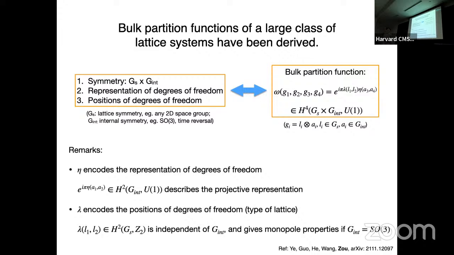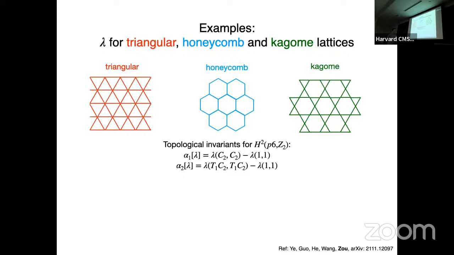Okay, if there's no more question, let me show you what this lambda is for triangular, conical, and kagome lattices. Again, just to simplify the discussion, I'm not including the reflection. The lattice symmetry I'm including is just this P6, which contains translations and the 6-fold rotation symmetry. Now, I mentioned this lambda is some element in this cohomology. In this paper, you can find the precise expression. One precise expression of the lambda may be this long, so it's a bit complicated, but a much easier way to describe it is to use alpha 1 and alpha 2.